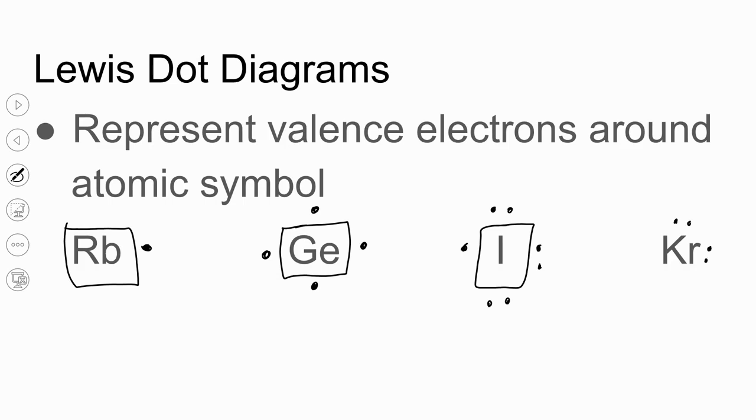Okay, normally we don't draw the box. I don't know why I decided to draw a box on 3 of them. So normally we don't have the box. This is our Lewis dot diagram for krypton.